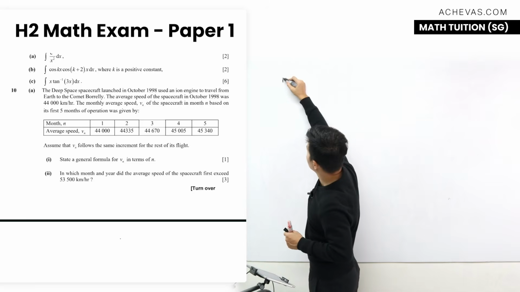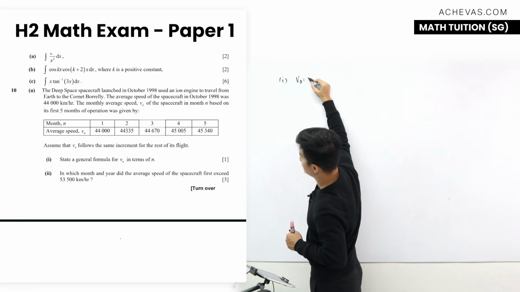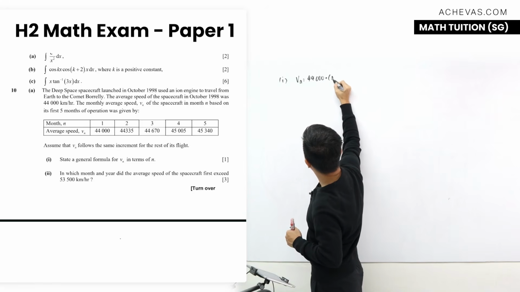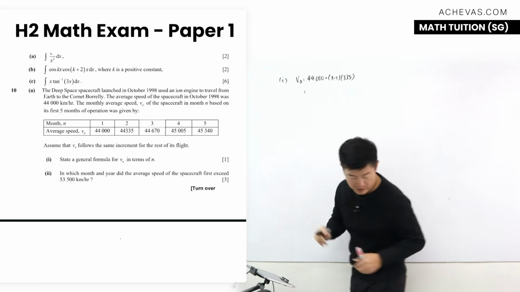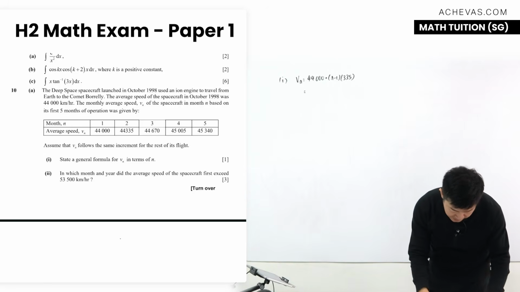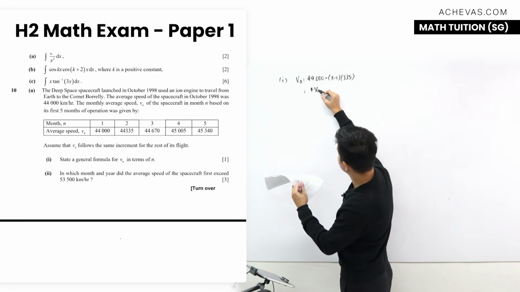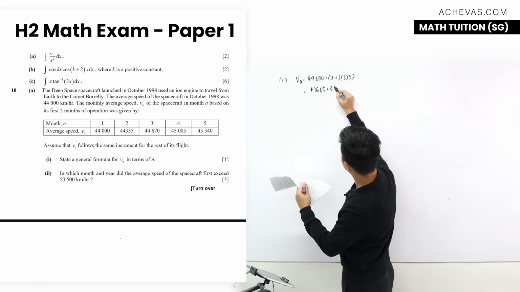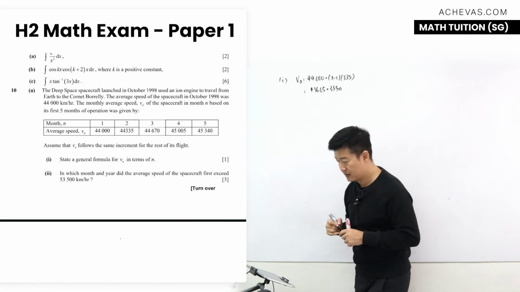Part 1, we are going to try to state the general formula for Vn. This is ridiculously simple. 44000 plus n minus 1 times the common difference. Okay, we can simplify this. Let me do that. Simplifying this will get me 43665 plus 335n. Vn is going to be this.